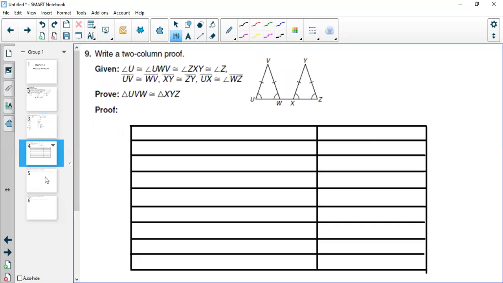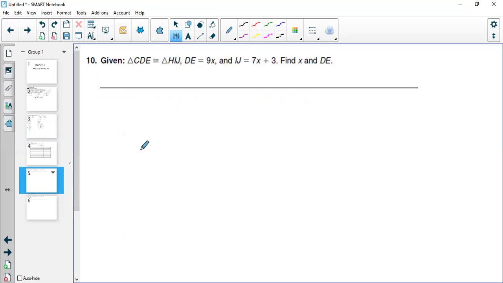Okay, now before I do question number 9, I will do question 10 and the other, and then I will move to question 9. Given triangle CDE is congruent to HIJ, DE is 9x, IJ is 7x plus 3. You need to find x as well as DE. Now from the statement, they said DE is 9x and IJ is 7x plus 3. So already you could see, if you highlight these two, that they are congruent sides. So you can say DE is congruent to IJ.